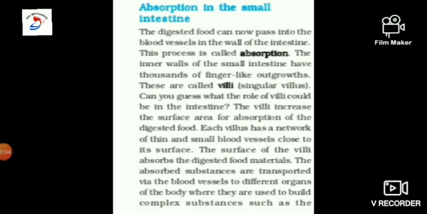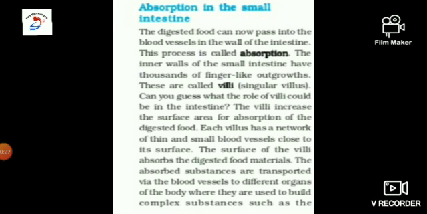This is called assimilation. Next, in our cells, glucose breaks down with the help of oxygen into carbon dioxide and water, and energy is released. So, the complete digestion takes place in the small intestine.